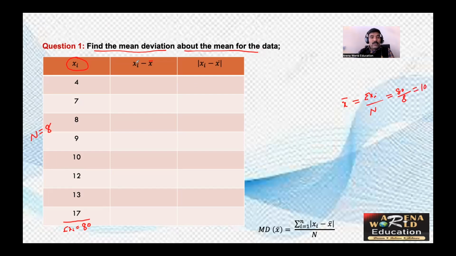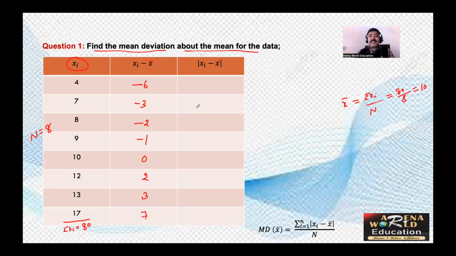Now coming to this step, xi minus x bar. X bar is 10. So for x1, 4 minus 10 will be minus 6. 7 minus 10, yes, it is minus 3. 8 minus 10, minus 2. 9 minus 10, minus 1. 10 minus 10, 0. 12 minus 10, 2. 13 minus 10, yes, 3. And 17 minus 10, it is 7.